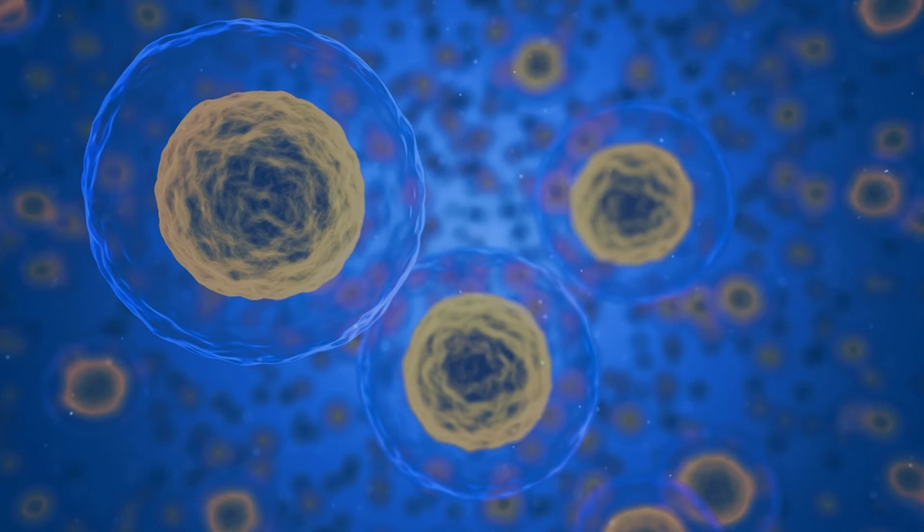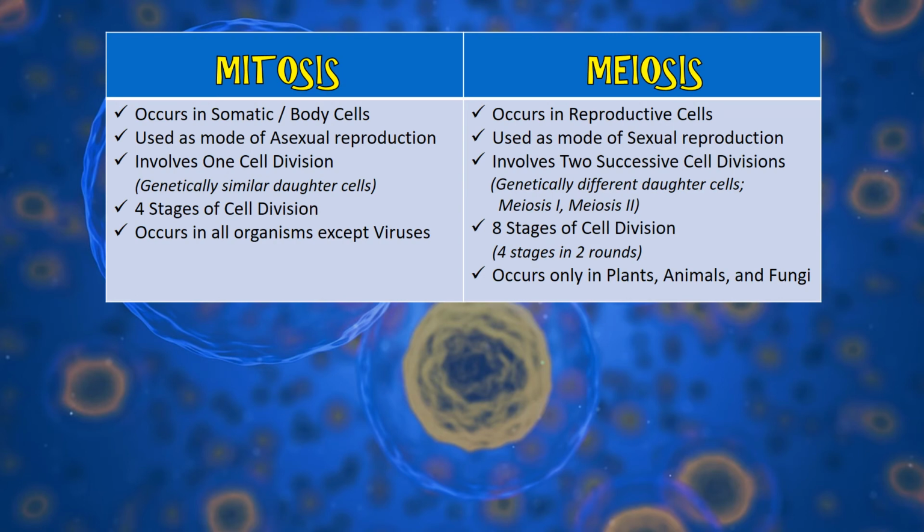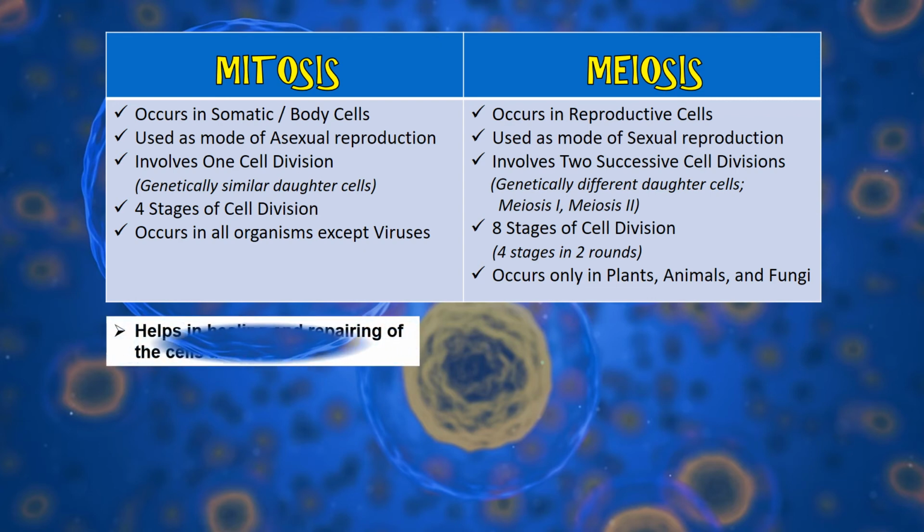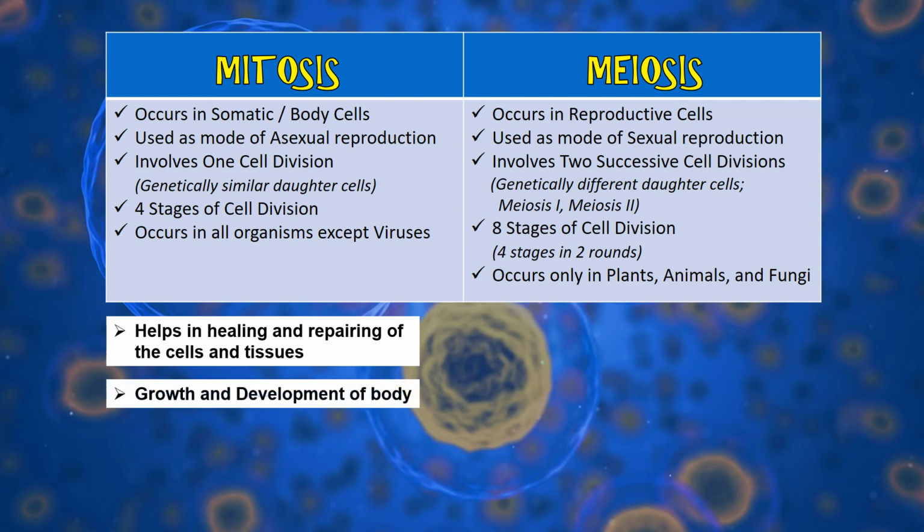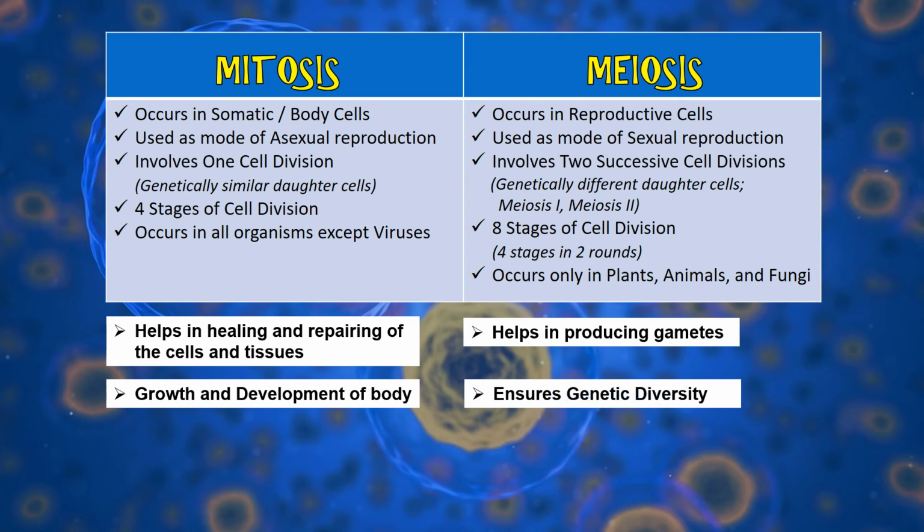Let us now summarize these in one table. Have you ever wondered what important tasks these two processes perform in our body? Well, mitosis helps in healing and repairing of the cells and tissues of our body. It is also responsible for the growth and development of the body. Meiosis, however, exclusively helps in producing gametes, and this ensures genetic diversity. And with this, we come to an end of the concept of cell cycle.